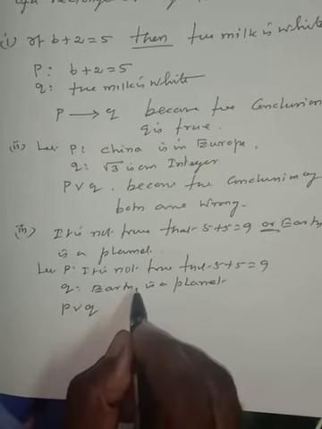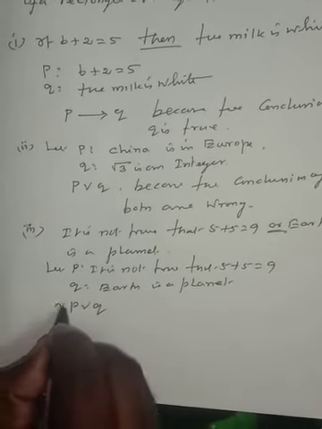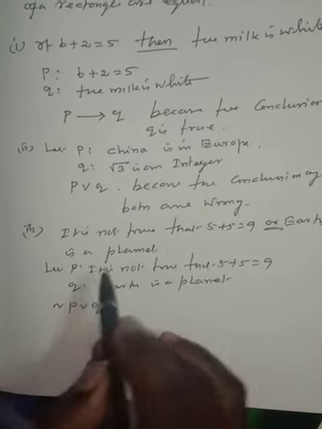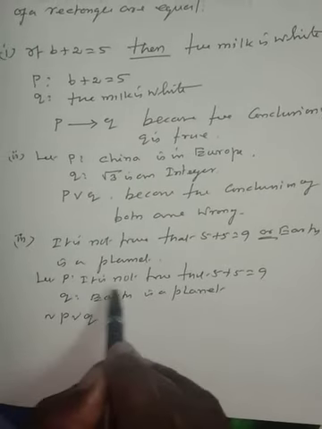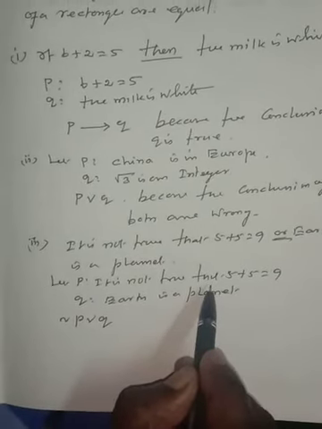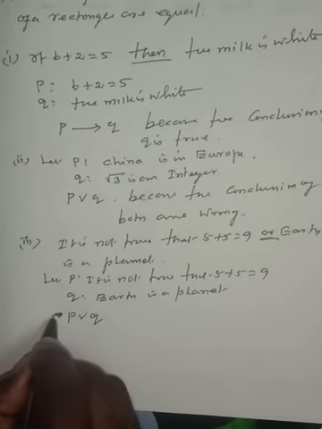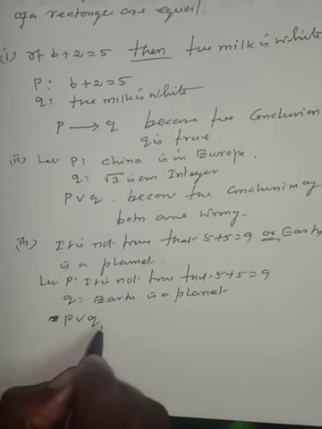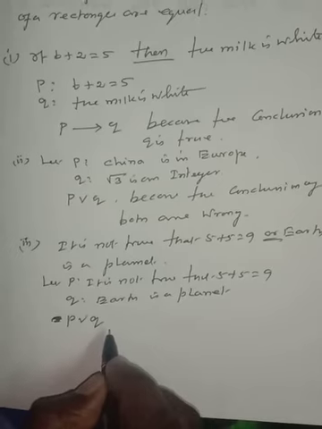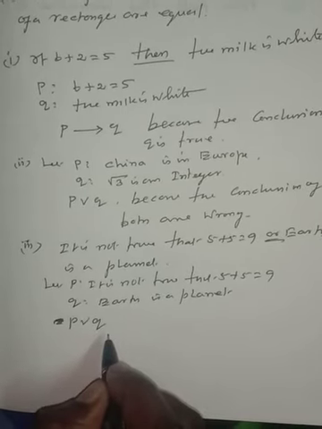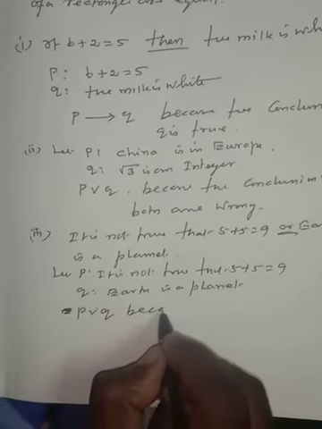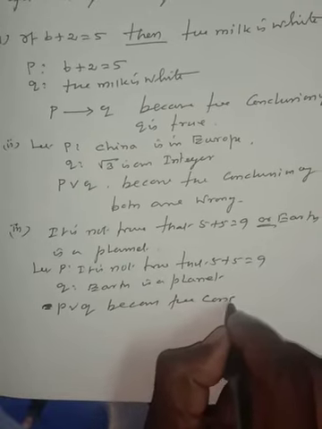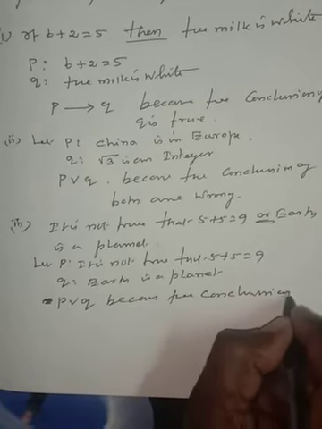Earth is not a postulate. Therefore, negation of P. First, number 1, P: it is not true that. So this is the statement. So we cannot take P, negation of P, only when P or Q, because the conclusion of both are true.